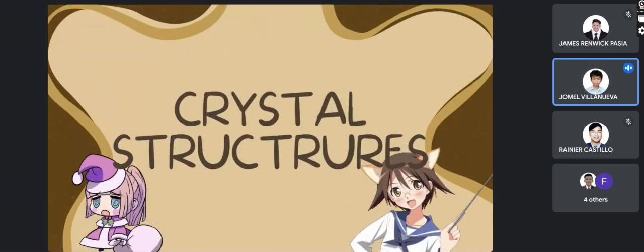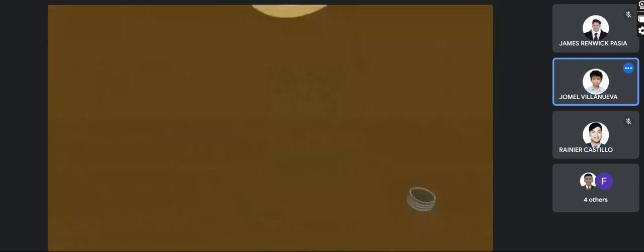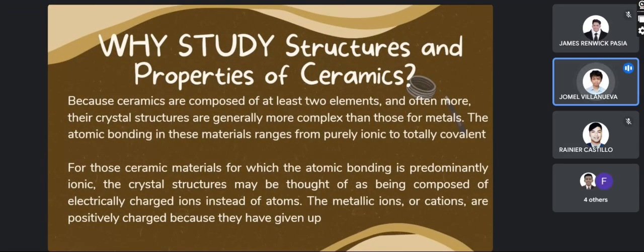Let's talk about its crystal structures. Studying crystal structures and properties of ceramics is such an important topic, especially if you're interested in material science, engineering, or just curious about how things work. So, why study structures and properties of ceramics? Because ceramics are composed of at least two elements, and often more. The crystal structures are generally more complex than those of metals.